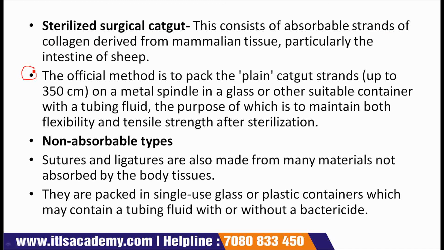Next point. The official method is to pack the plain catgut strands up to 350 cm on a metal spindle in a glass or other suitable container with a tubing fluid, the purpose of which is to maintain both flexibility and tensile strength after sterilization.